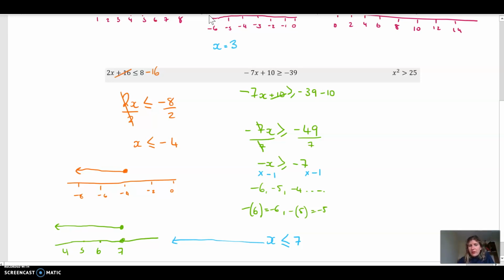Now I could plug this in and say -7 times 3, so I'm just using that original equation here, plus 10, and I want that to be bigger than or equal to -39. So -7 times 3 is -21, plus 10. If I add on 10 to -21, that gives me -11. Now -11 is bigger than -39 because it's closer to 0. So that's perfect.